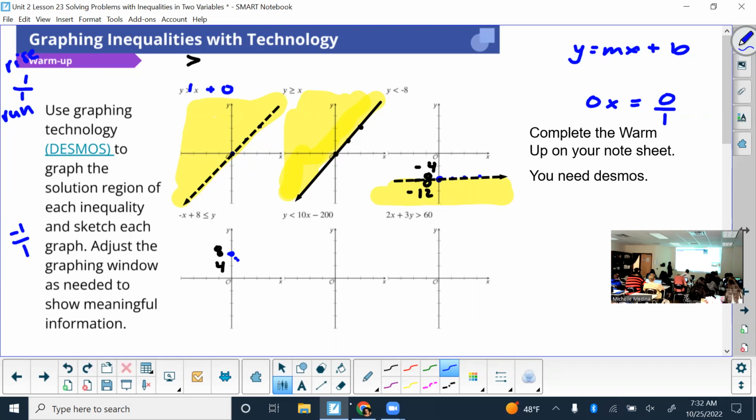Now, solid or dashed on this one? Good, and you should be able to see that in Desmos too. Shaded above or below? Above. That's what you see in Desmos.